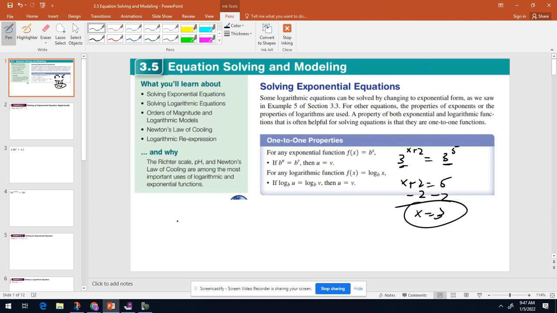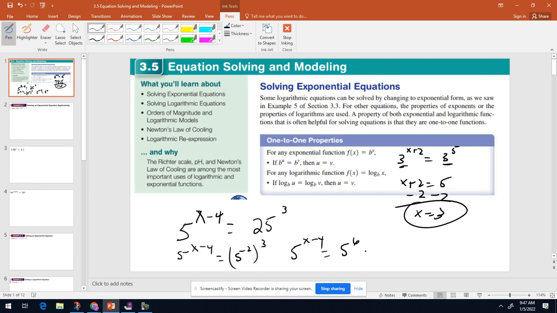Okay, now it doesn't always look exactly that neat. Like I could have 5 to the x minus 4 is equal to 25 to the third power. Well, 25 and 5 clearly aren't the same, but I can write 25 as 5 to the second power. So then I could rewrite this as 5 to the x minus 4 is equal to 5 to the sixth, and then you could set x minus 4 equal to 6 and solve that. So we're going to get into a few examples here.